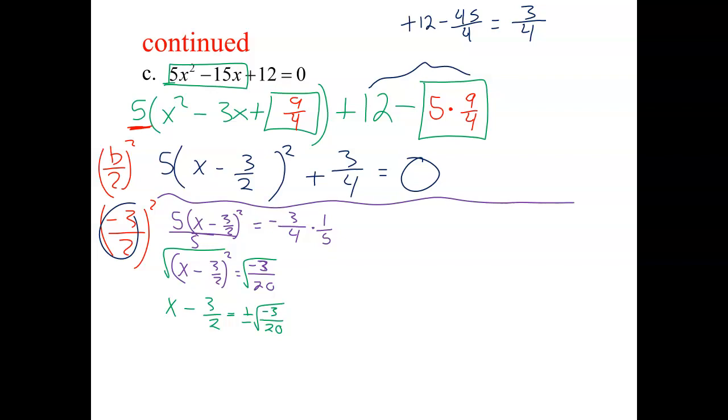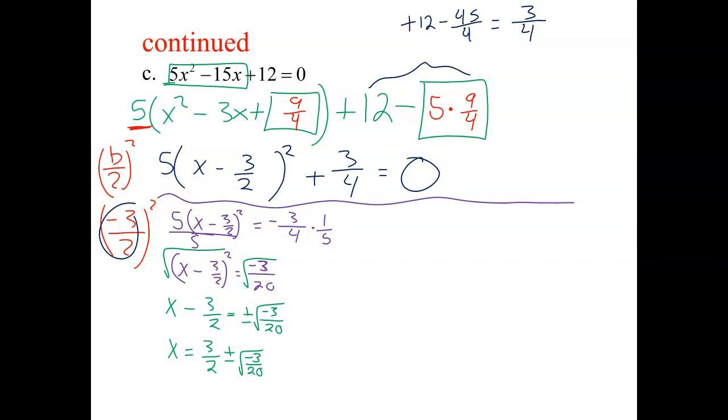Let's go ahead and get x by itself all the way. Last step. Add 3 over 2. 3 over 2 plus and minus square root of negative 3 over 20. Okay, so now I've solved for x. I just need to simplify my answer.